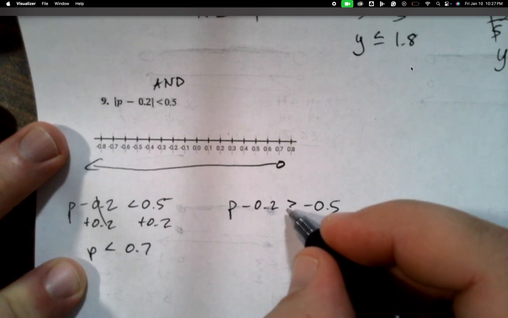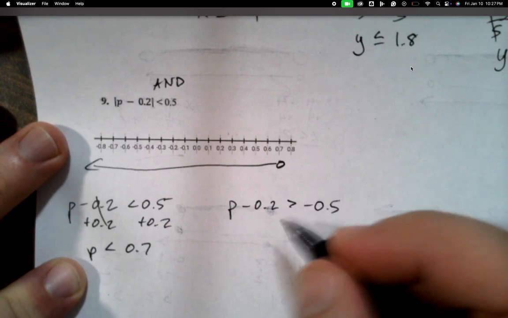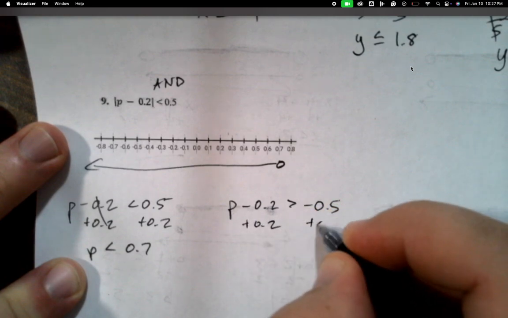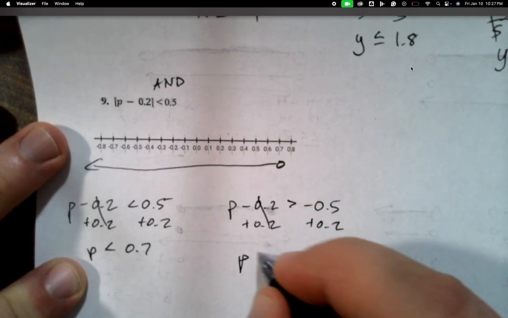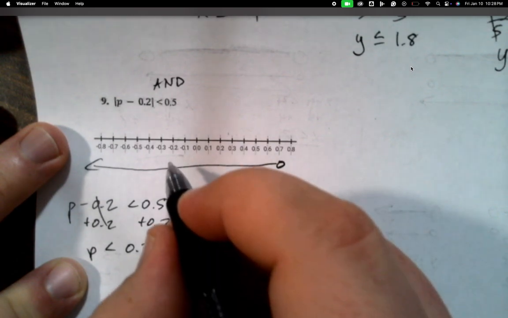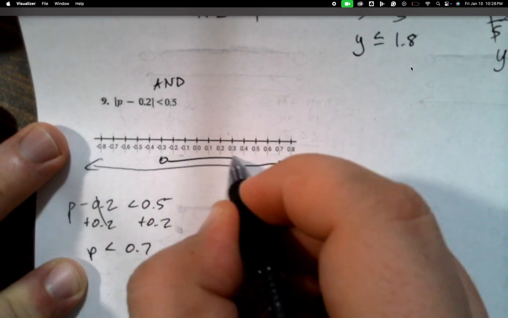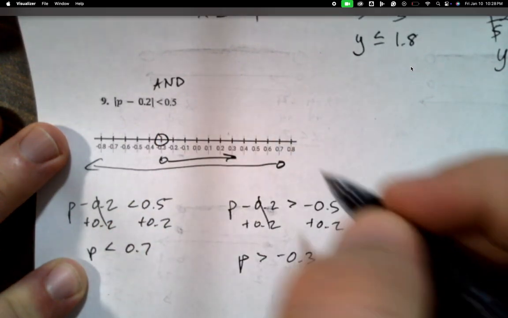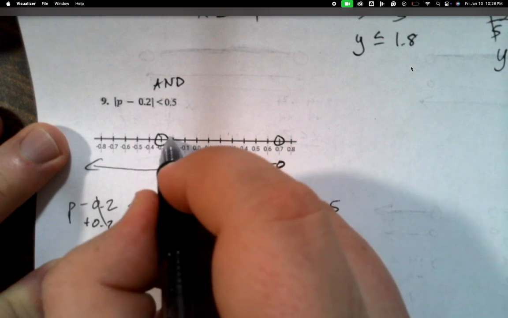So we change both the direction of the inequality and the sign of the answer. We add 0.2 to both sides. I get p is greater than negative 0.3. So I put an open circle at negative 0.3, shade to the right, so you can tell the overlap from negative 0.3 to positive 0.7, and I shade it in between.